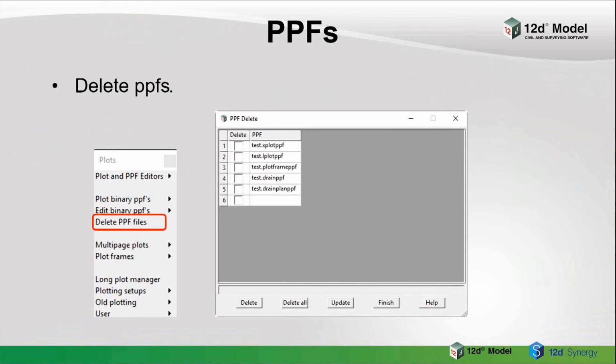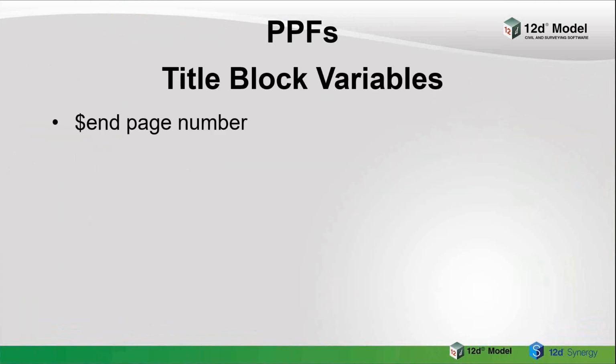Because you couldn't see these, they were hidden away, so you would get more and more of them. So this allows you to actually get rid of them from inside 12D model. The title block variables, we've added a new one called $end_page number.